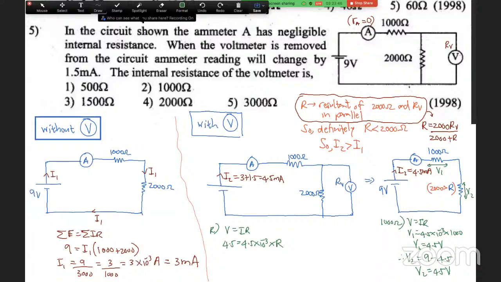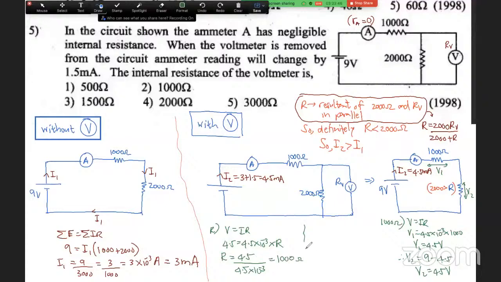Okay, so we have found out the voltage across this one. V1 we can find, because we know the resistor of that and the current through that, so I can find the voltage across that one. If the voltage across that one is 4.5, total is 9, the voltage across this one is also 4.5, and for this one I'm going to apply V equal IR. Voltage is 4.5 and the current going through that is also 4.5 milliampere. Then I can find the value for R. So R is equal to 4.5 divided by 4.5 into 10 to the power minus 3, and that is 1000 ohm.